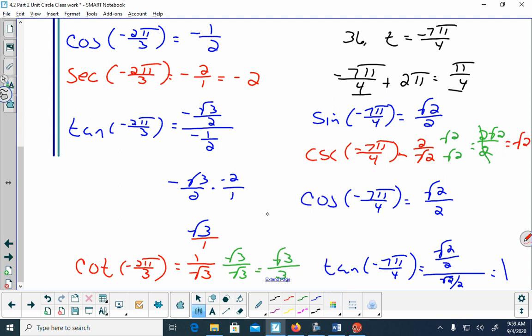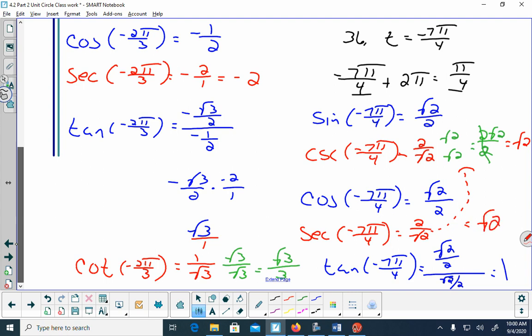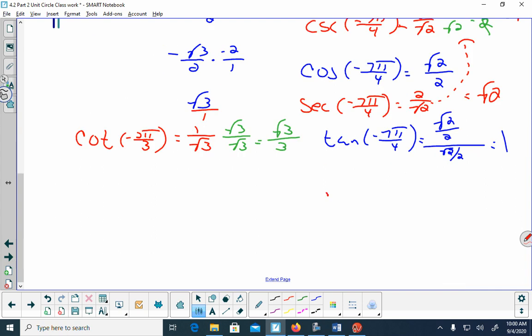To find the reciprocal of cosine, I'm going to do the secant of negative 7 pi over 4, which means I'm going to flip this, 2 over the square root of 2, which is going to be the exact same work as what I just did up here. So this is just going to end up being the square root of 2. And then finally, the cotangent of negative 7 pi over 4 is going to be the reciprocal of 1. So I take 1 and flip it and end up with 1. So those are the 6 trig functions.